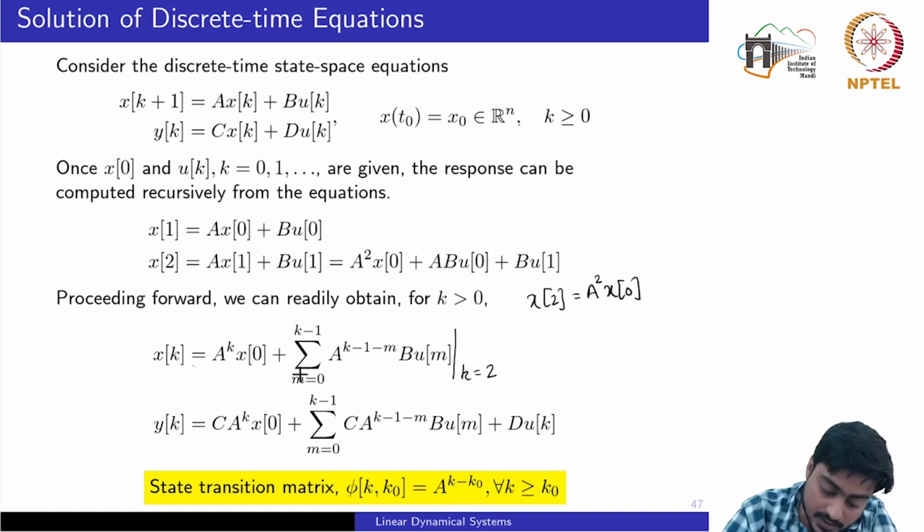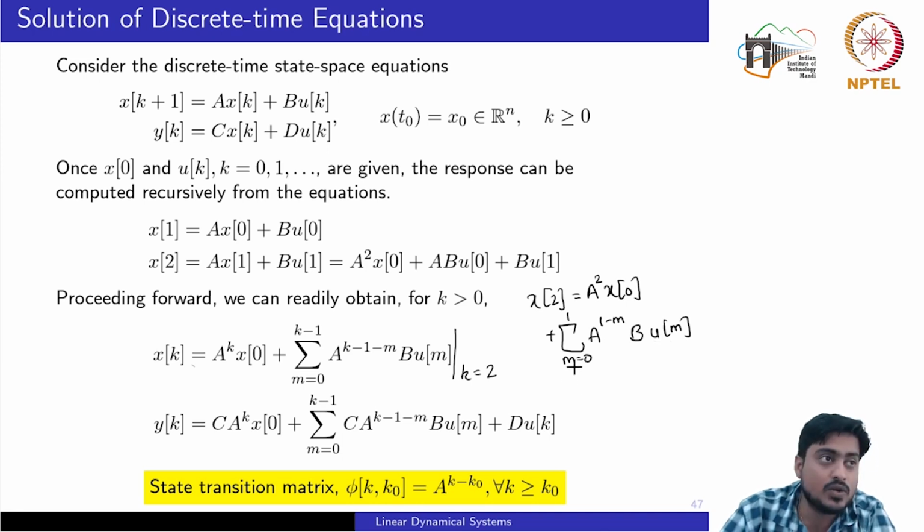If I put k is equal to 2 here, this part would be the summation over m equals 0 to k minus 1, that is 1, of A to the power (1 minus m) B u of m. Now here in the summation I would have only two terms, for m is equal to 0 and m is equal to 1. If I put m is equal to 0, I would have A into B into u of 0, which is this term. If I put m is equal to 1, this would be identity, B into u of 1, which is this term. So you can validate also for other values of k.